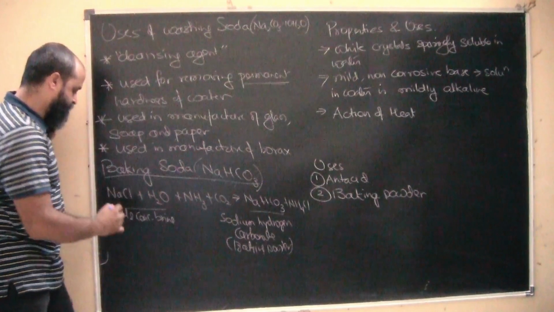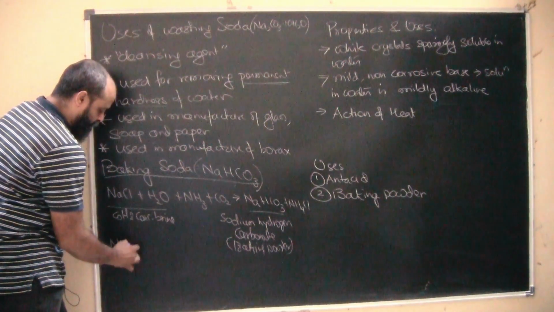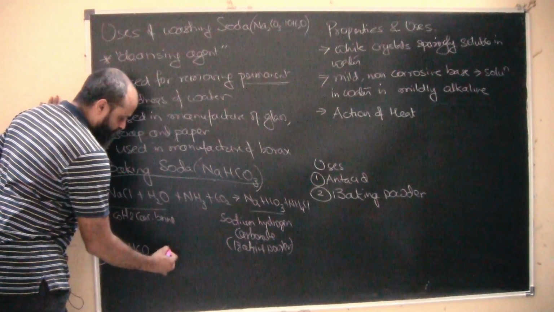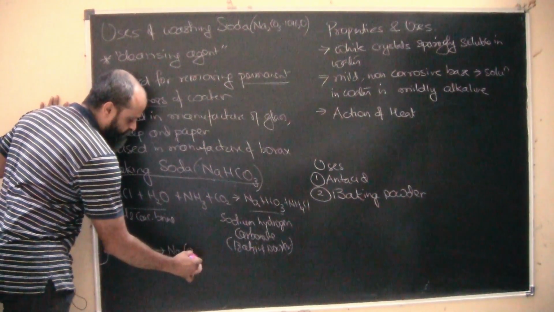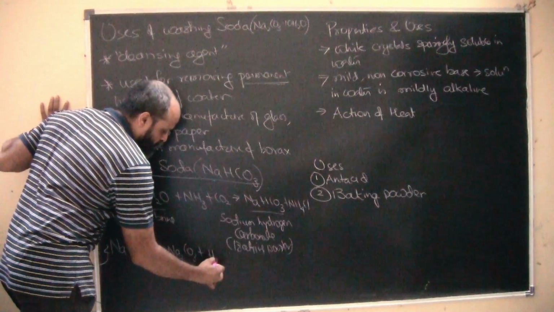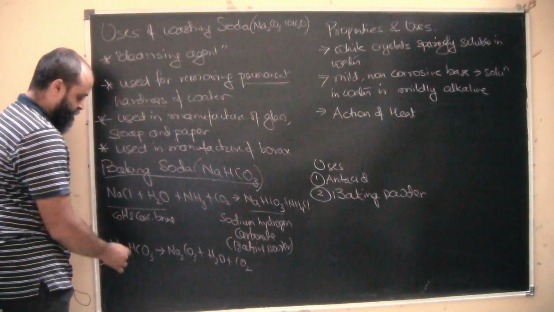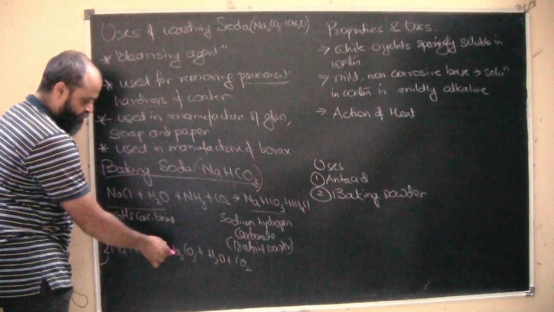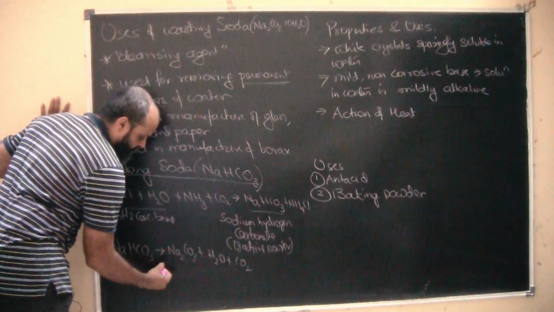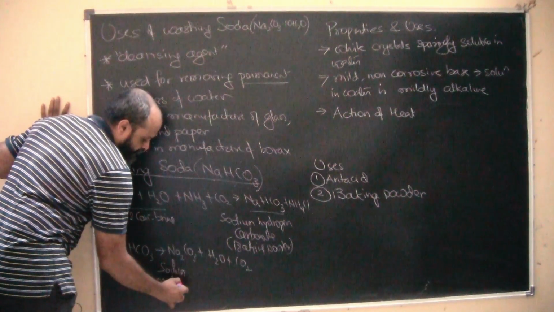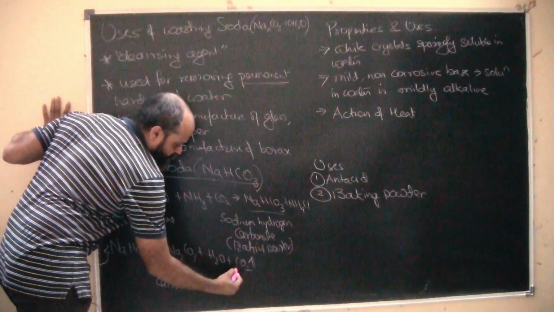Now why do we use this? When we heat baking powder, 2NaHCO3 splits up and Na2CO3 is formed, plus H2O plus CO2. Sodium carbonate is formed and carbon dioxide is evolved as a gas.